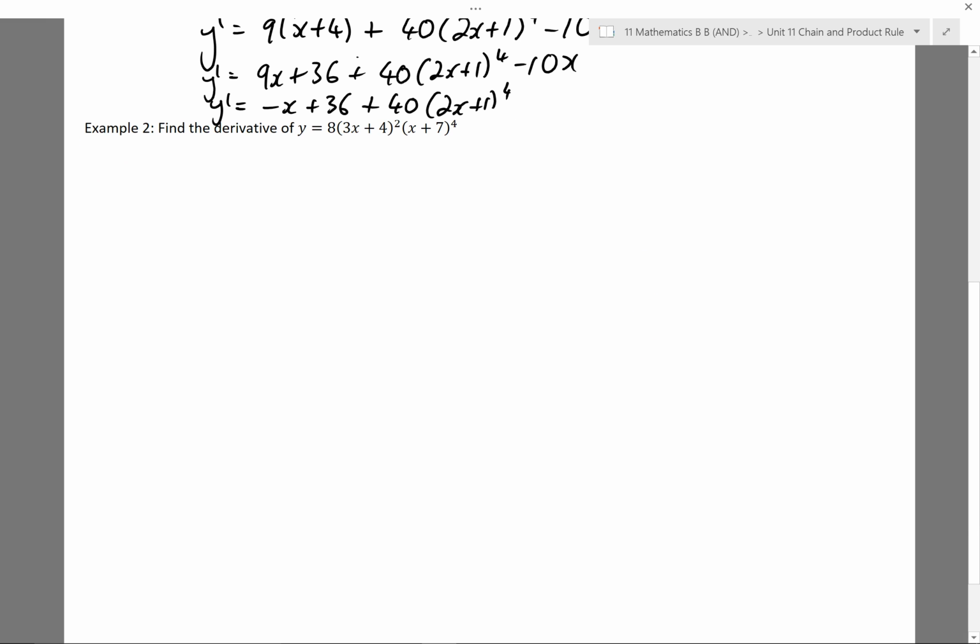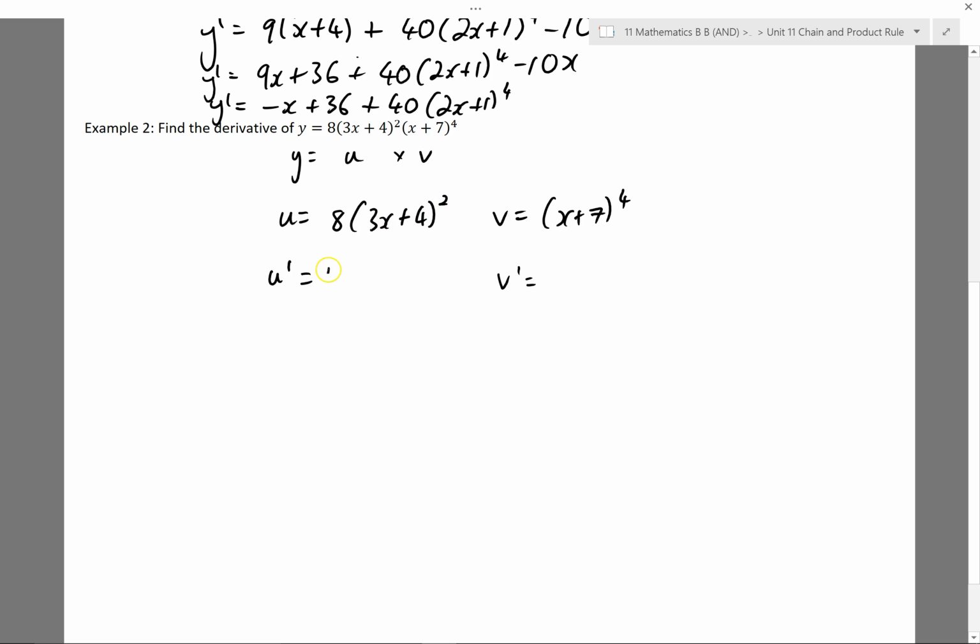Okay, example 2, we need to combine the chain and product rule. So I'll note that this is u times v. So u is 8(3x plus 4) all squared. v is (x plus 7) to the power 4. So I need to find u dash and v dash, so the derivative of u and the derivative of v.